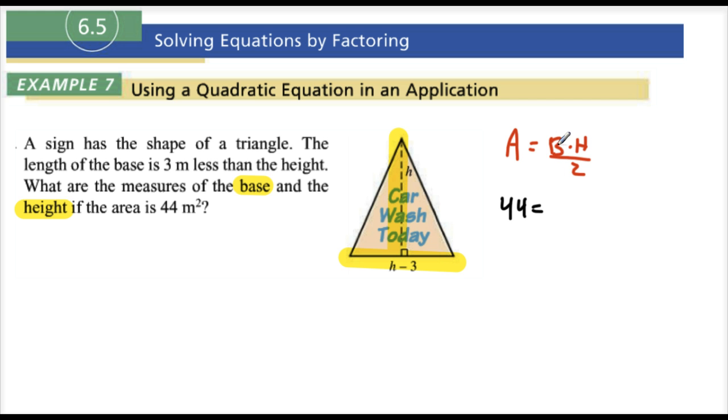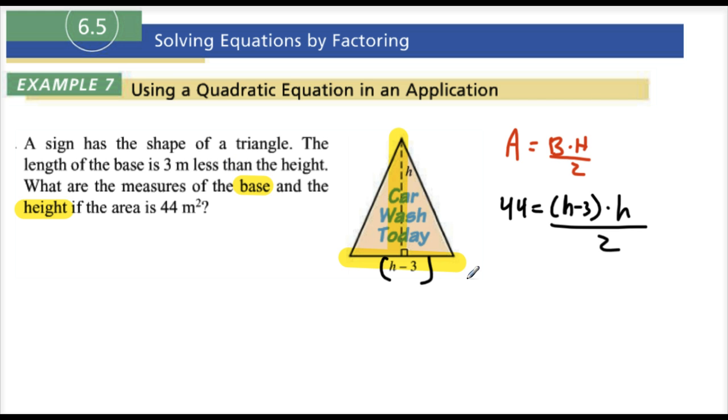Do I know the base? Well, yeah, look, h minus 3. So I could replace the base with h minus 3. Do I know the height? Well, the height is h. So we have h minus 3 times h, divided by 2. Notice that I started with the formula for the area of a triangle, and then I just replaced all of its values that I knew, given to us in the problem.